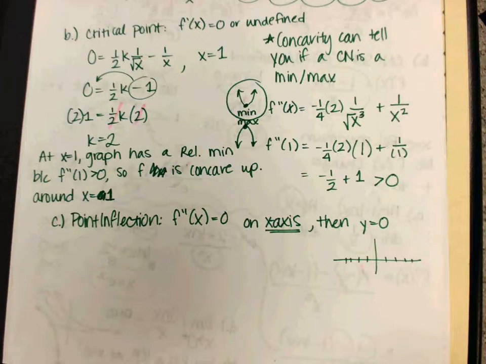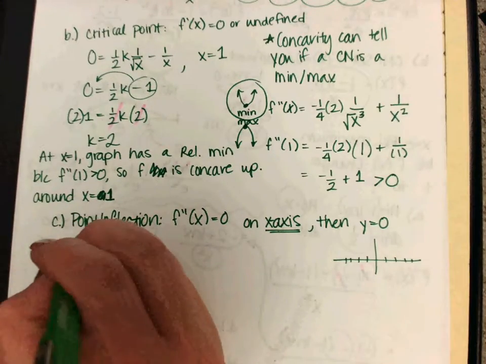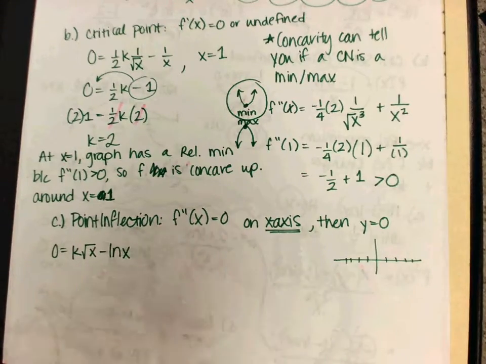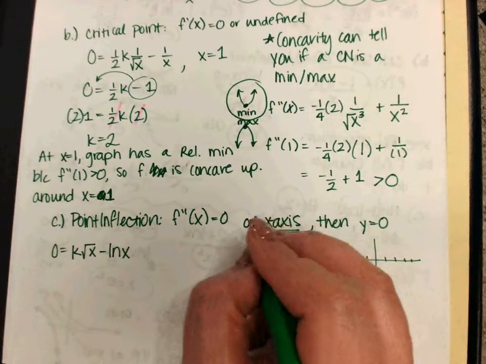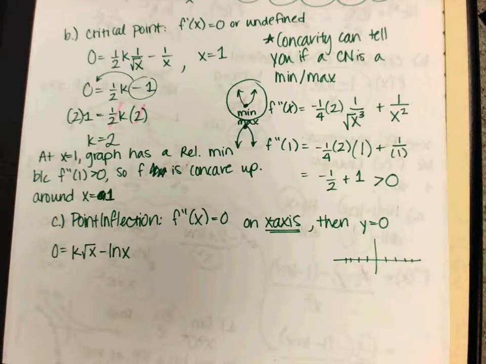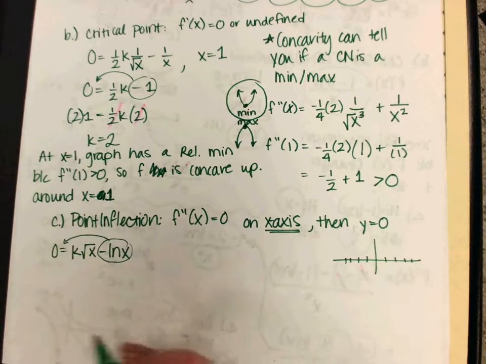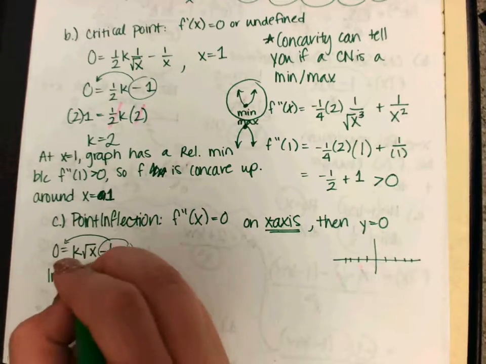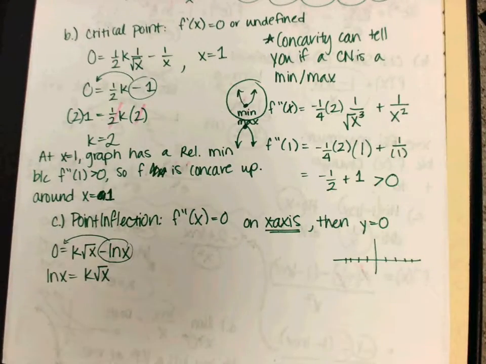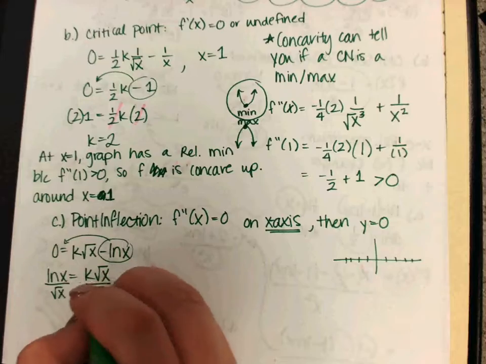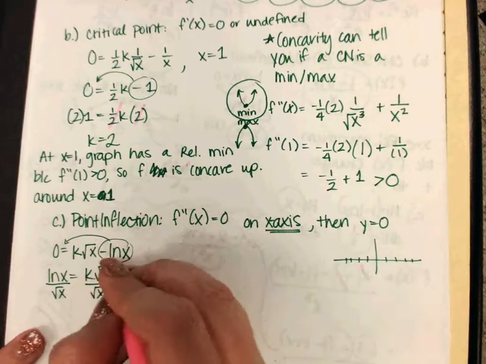So let's take our 0 equals k square root x minus ln x, and let's try to solve it, because we know that our y is 0 since we're on the x-axis. So I'm going to have ln x go to the other side. So I have ln x equals k square root x. And then my next step, I'm going to try to get k by itself. So square root x on bottom here, square root x on bottom here. Okay, these guys are going to cross out.